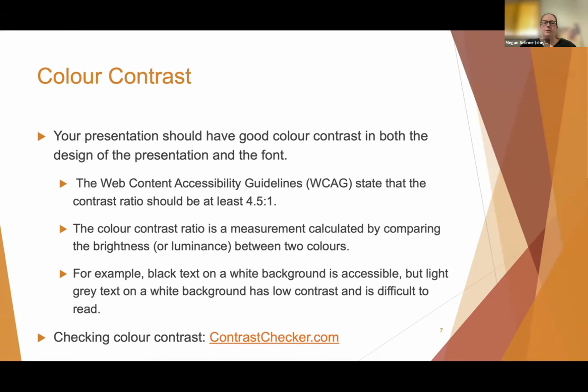So for example, like I just said, the black text on a white background is accessible. It actually has the highest color contrast ratio available at 21 to 1. But light gray text on a white background, depending on the gray that you've selected, can have anywhere from like 1.3 to like 3. It's not very readable at all.